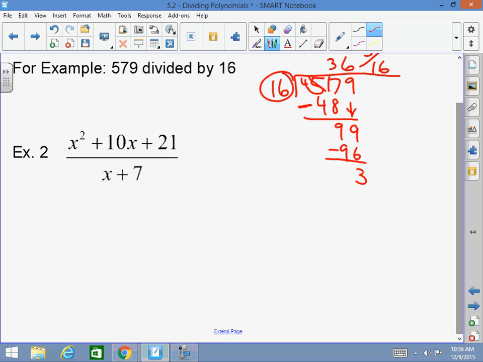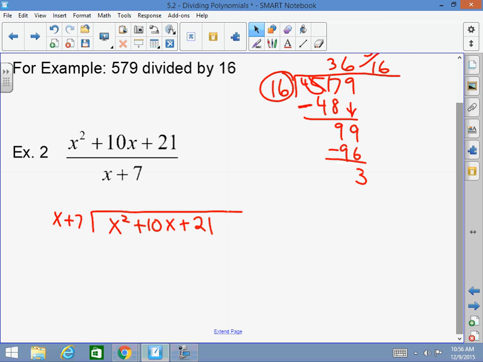So let me show you how this works. X squared plus 10x plus 21 divided by x plus 7. You put your x plus 7 on the outside. You put your x squared plus 10x plus 21 on the inside. You're going to only work with this outside x. Ignore everything else about the outside polynomial. You're only working with this x. And then you're going to ask this question over and over. How many times does x go into x squared?